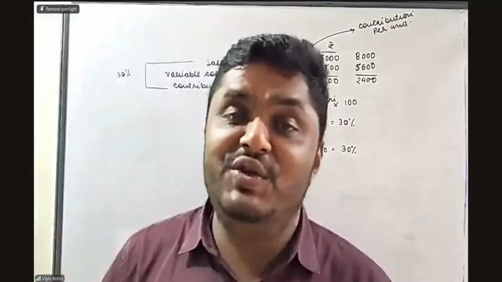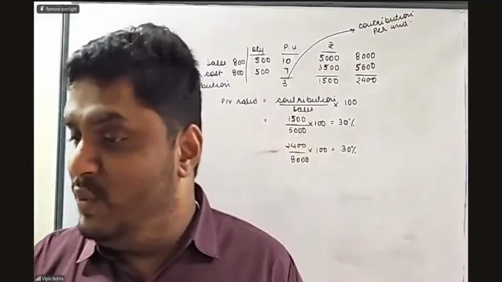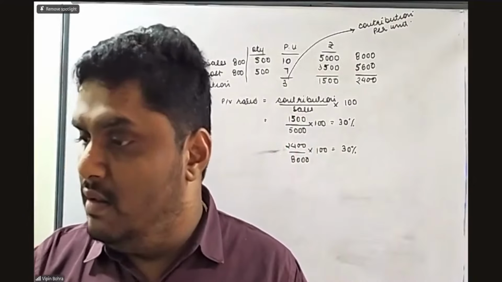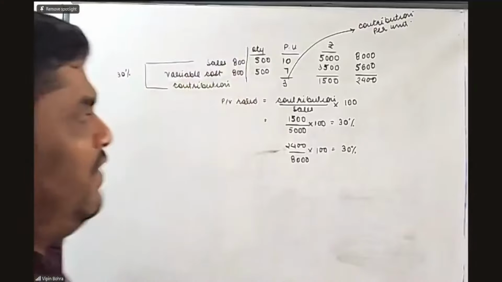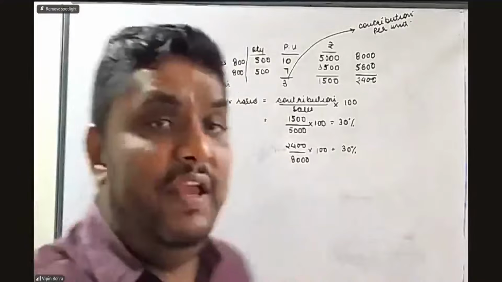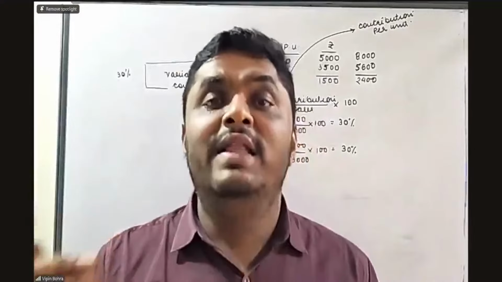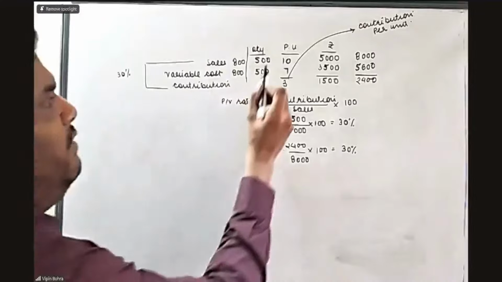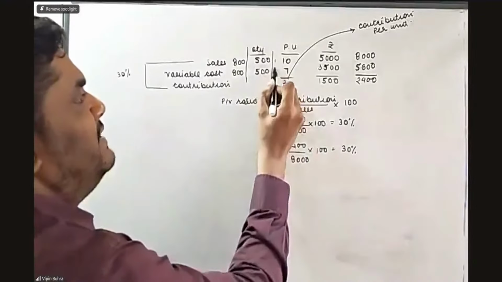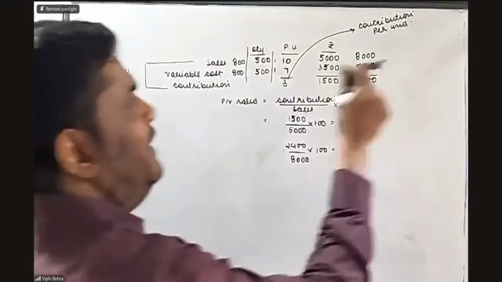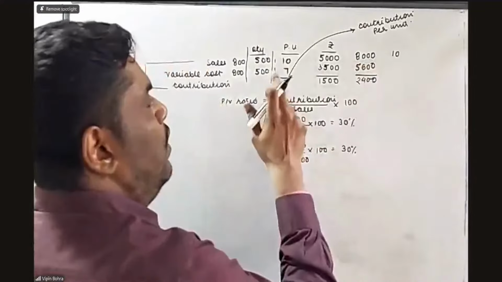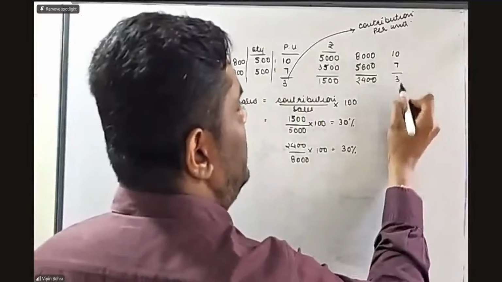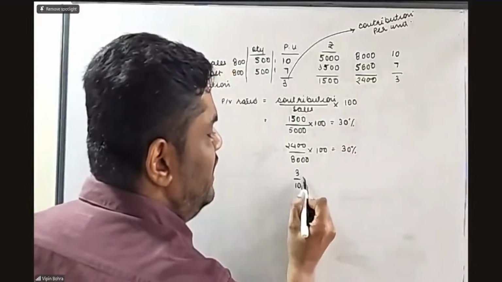So the PV ratio will remain same. Herein what we can see is that if the units are increasing, the PV ratio will remain unchanged. Let's say instead of 800 units, if I manufacture and sell 1 unit also, 1 into 10, it will be 10. 1 into 7, it will be 7. So therefore, my contribution will be 3.